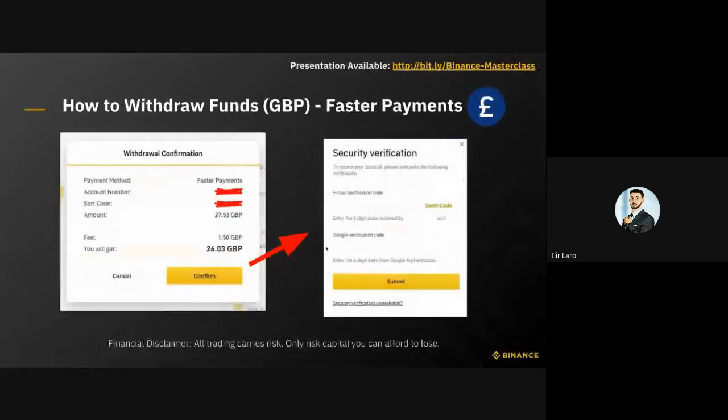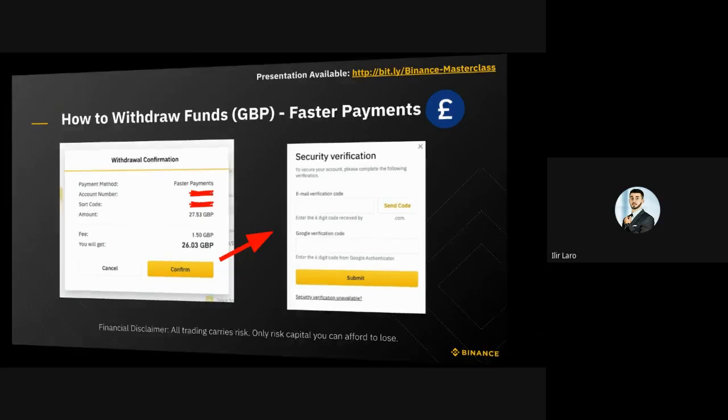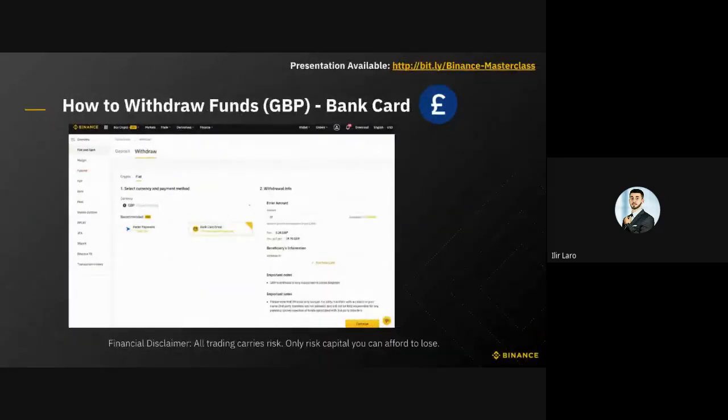Now, once you've confirmed, you'll then be given a confirmation. You click on confirm, and then with any withdrawal, you have to do security verification. This means you'll use, from the previous section, your security to confirm that you are making this transaction. In this case, it will be email verification or a Google verification code to enter to then fully submit the withdrawal.